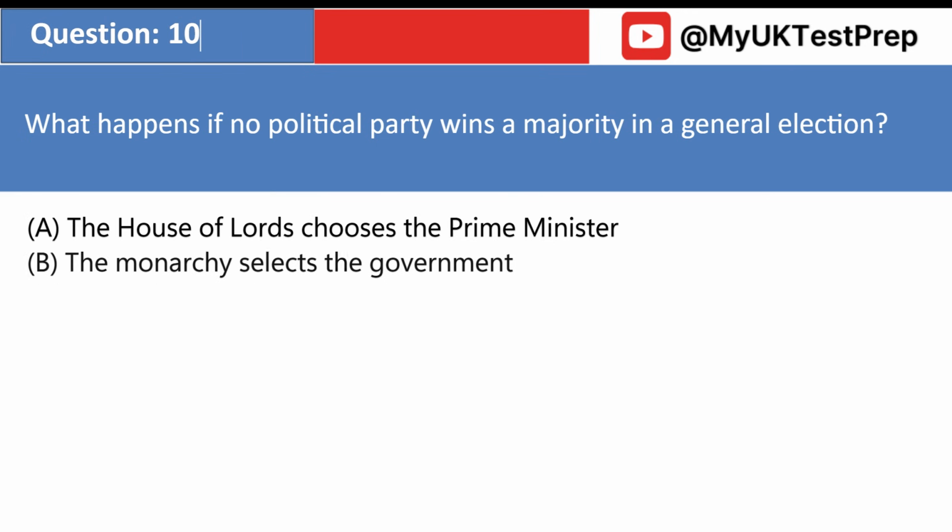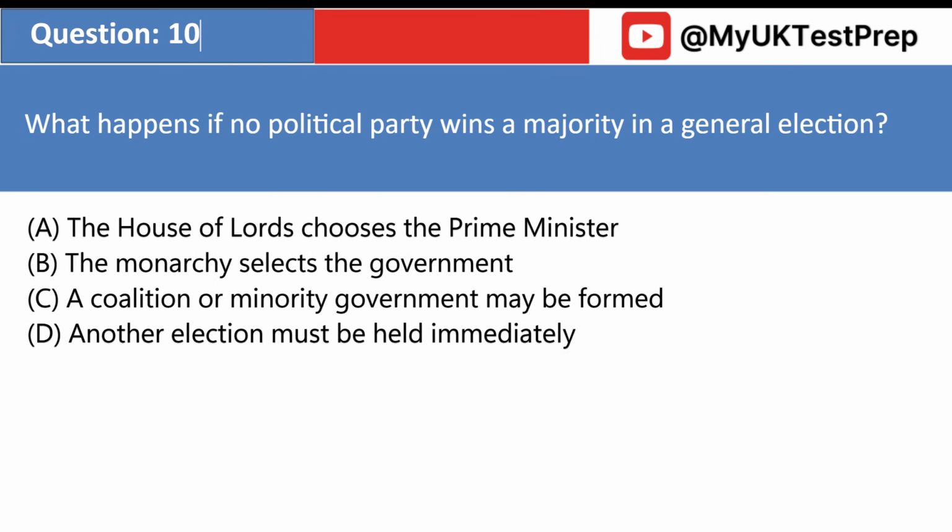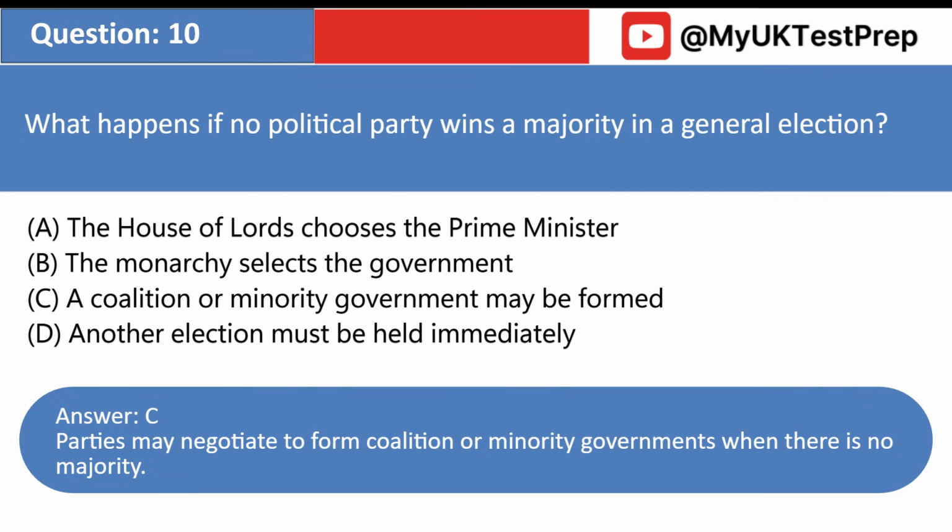What happens if no political party wins a majority in a general election? A. The House of Lords chooses the Prime Minister. B. The monarchy selects the government. C. A coalition or minority government may be formed. D. Another election must be held immediately. Answer: C. Parties may negotiate to form coalition or minority governments when there is no majority.